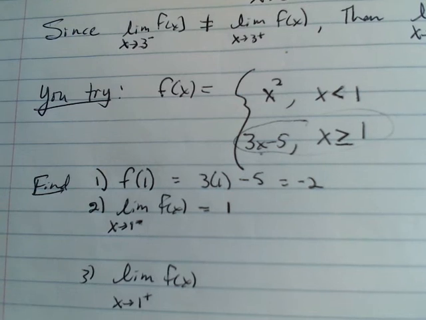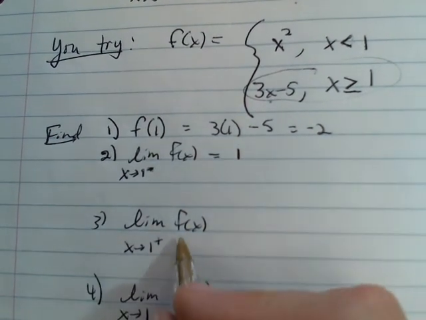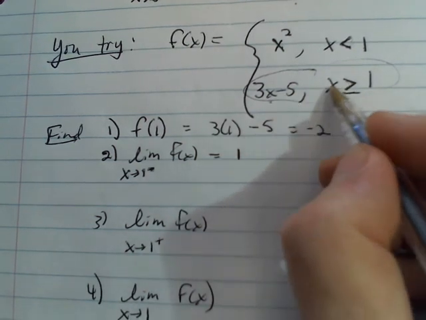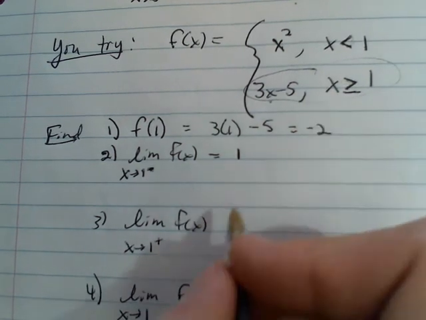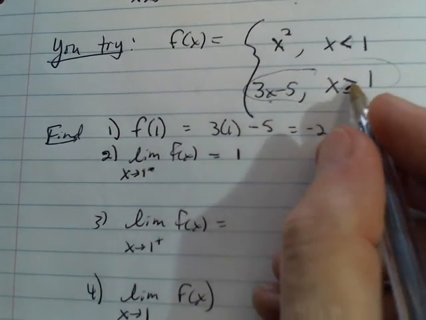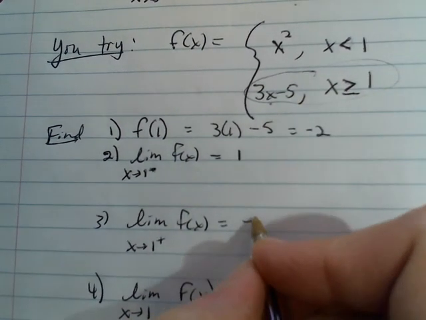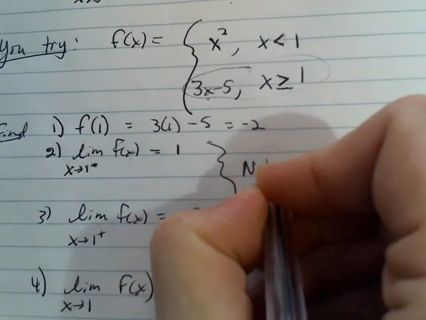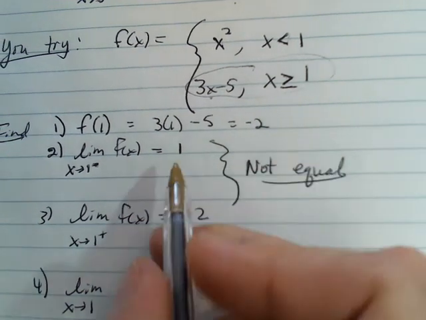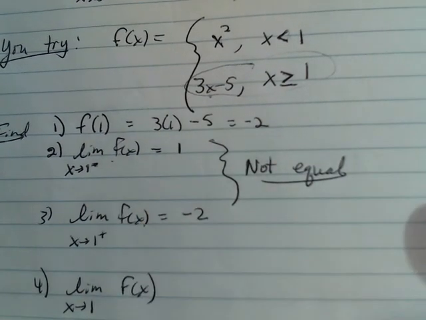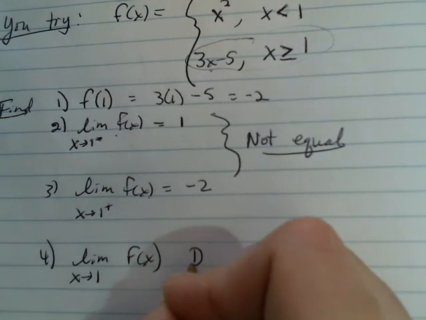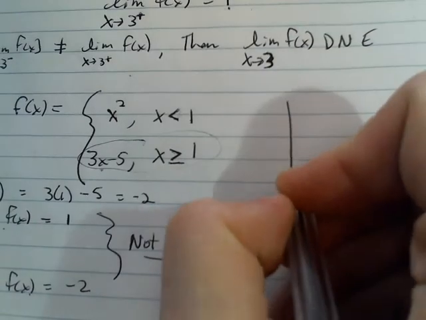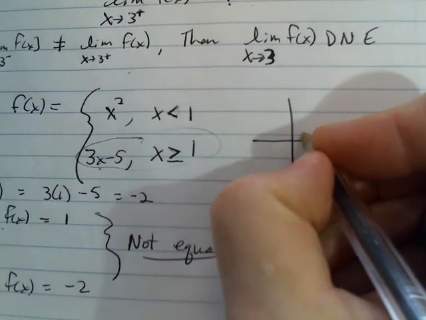Maybe I'll show you the graph of this. Number 3, what is the limit as x is approaching 1 from greater than, or from the right-hand side? Well, this is the branch that you're going to be using. So that is equal to, you just substitute, 3 times 1 minus 5, which is equal to negative 2. And since the limit from the left is not equal to the limit from the right, the overall limit does not exist.